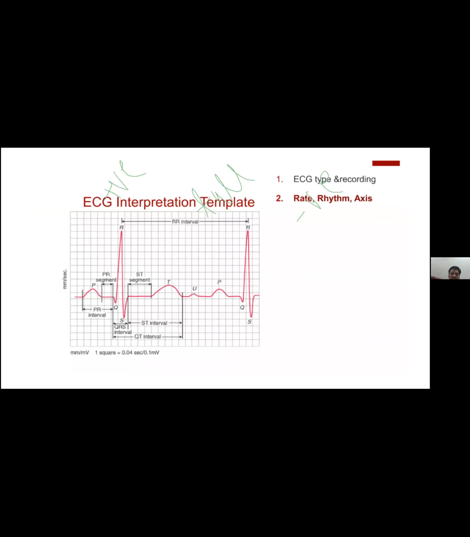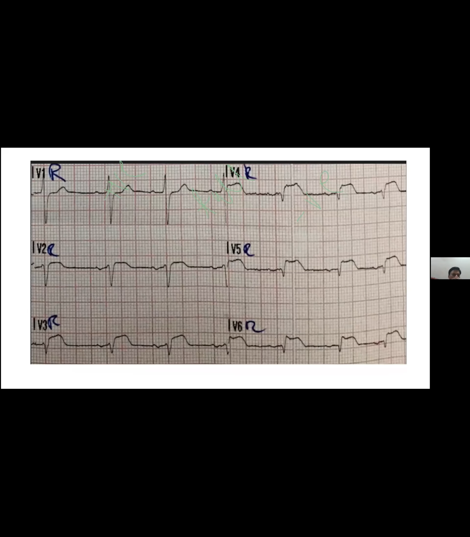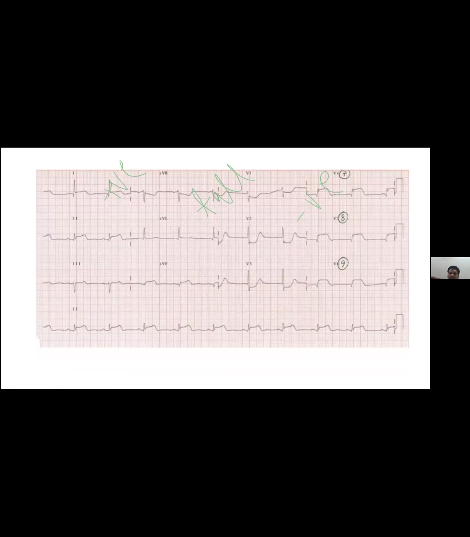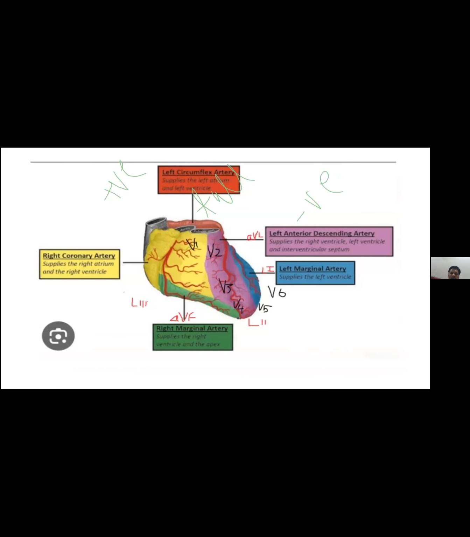So by this, I assume that you understood the rate and rhythm. The special leads are V5, V7, V8, V6 to record the posterior leads, and for recording the right ventricular MI, we need to record V3R, V4R, or V5R.